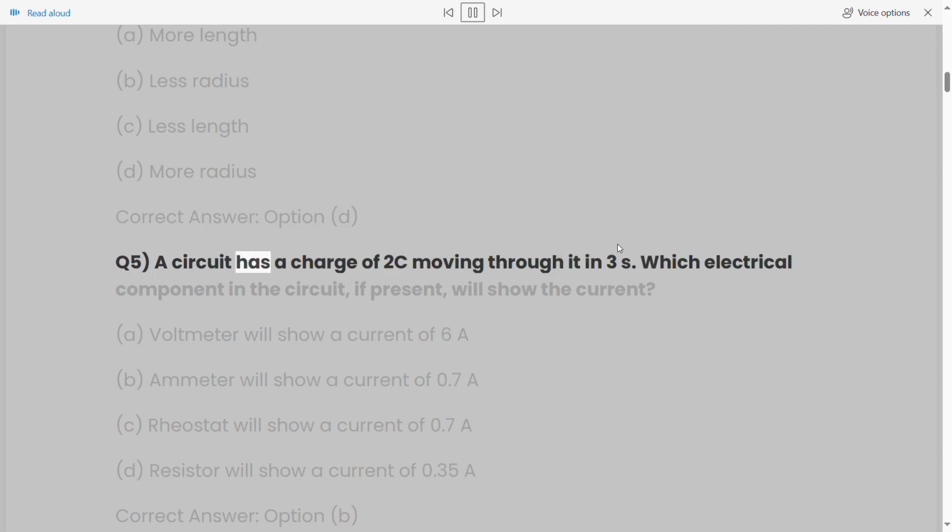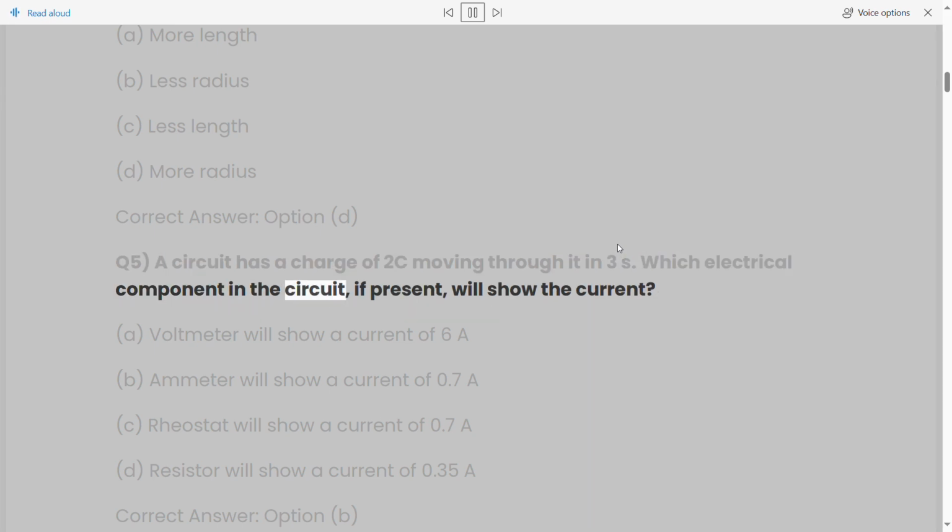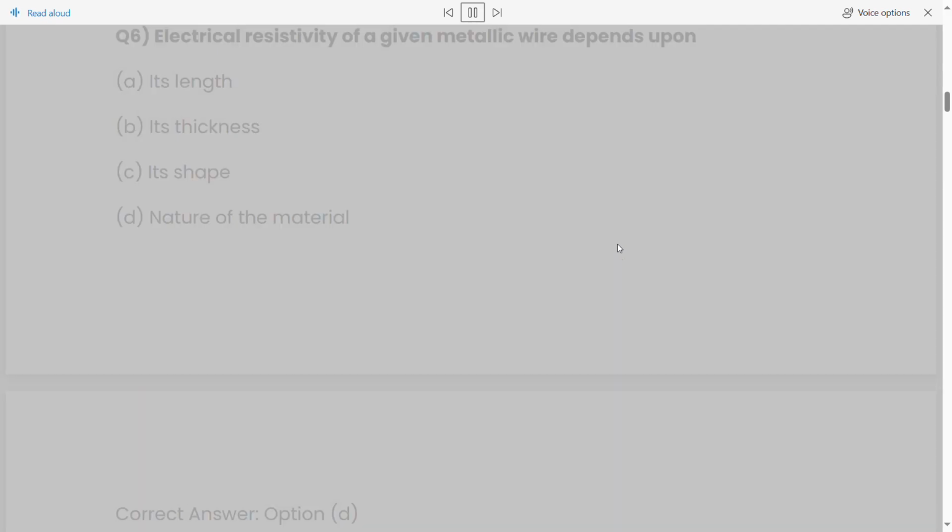Q5. A circuit has a charge of 2 C moving through it in 3 s. Which electrical component in the circuit, if present, will show the current? A. Voltmeter will show a current of 6 A. B. Ammeter will show a current of 0.7 A. C. Rheostat will show a current of 0.7 A. D. Resistor will show a current of 0.35 A. Correct answer option B.